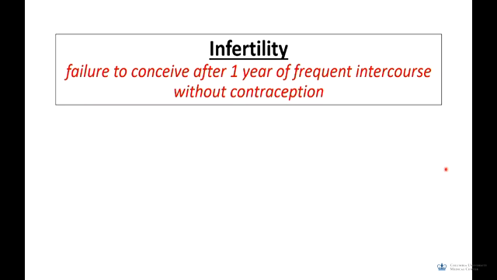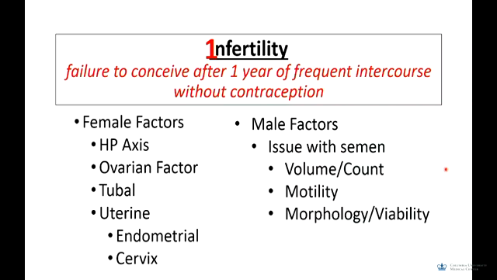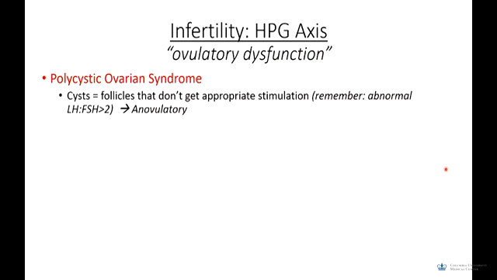And then infertility is a failure to conceive after 1 year of frequent intercourse without contraception. So primary is you've never been pregnant. Secondary is if you have been pregnant before. Just think of infertility as 1 year. And there are female and male factors. Female factors are about 40%, male factors about 20%, and then I think 40% just unknown. We'll talk about female factors first.